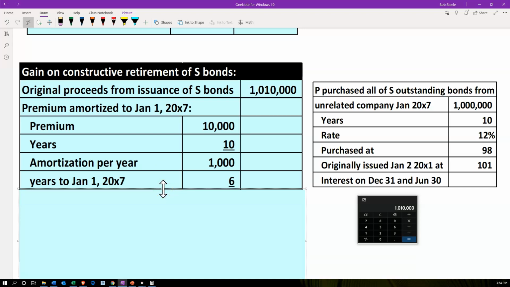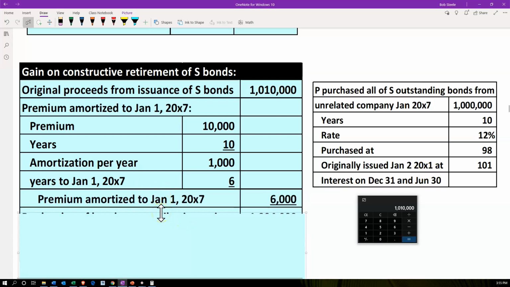And then the years to January 1st, 2000X7 is going to be the 6 years, because they were originally issued in 2000X1. So X1, 2, 3, 4, 5, 6, it includes X1, so that's the 6 years. The premium amortized to January 1st, 2000X7 is then that 1,000 times the 6 years, which is the 6,000 that would have been amortized up to the point in time that P purchased the bonds from a third party.